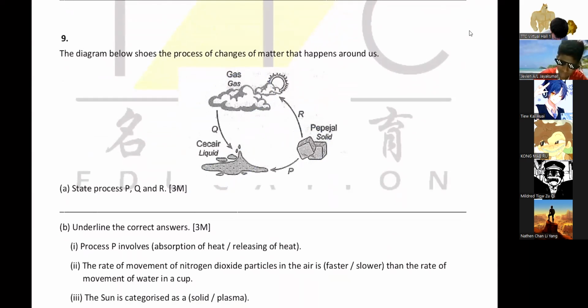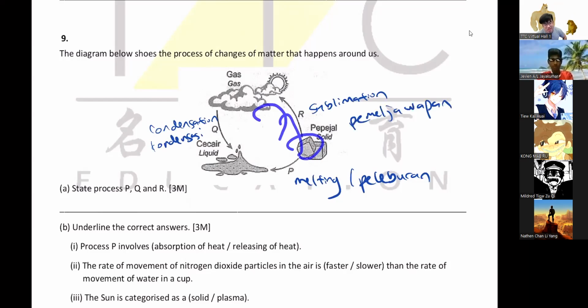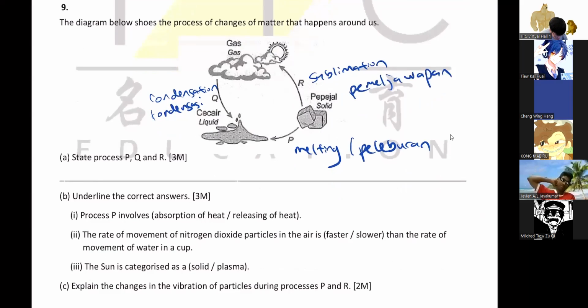P is your melting, peleburan. Guys, be careful. Melting is not pencairan. Many people say pencairan, but that's not the scientific word. The scientific word is peleburan. Q is your condensation, kondensasi. This is when you have that wet cup when you drink a cup of cold water. R is your sublimation. That's when your dry ice turns into carbon dioxide. Not condensation.